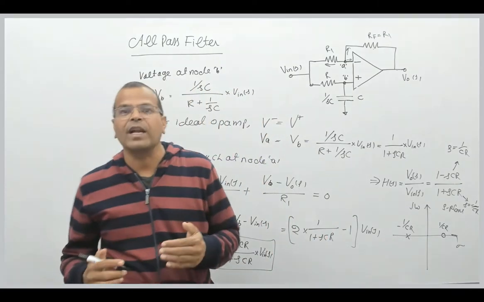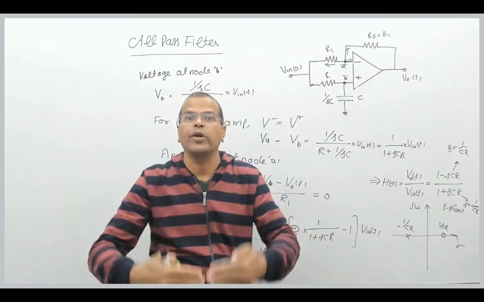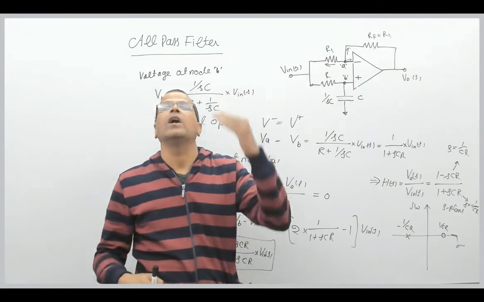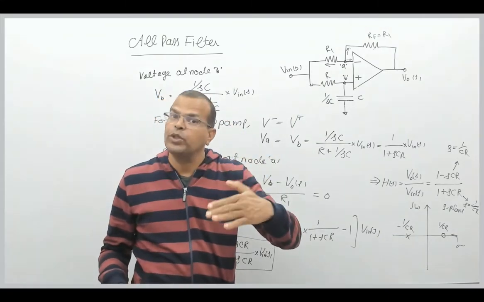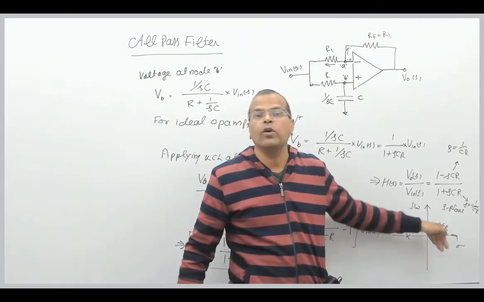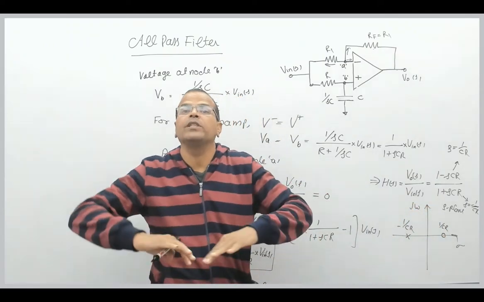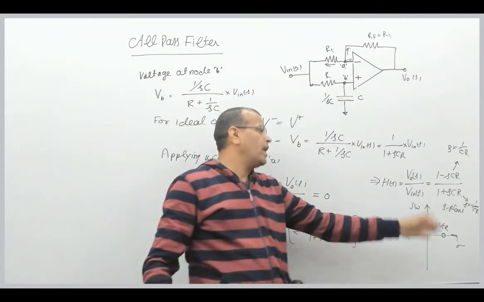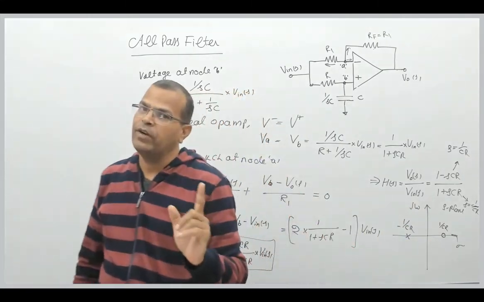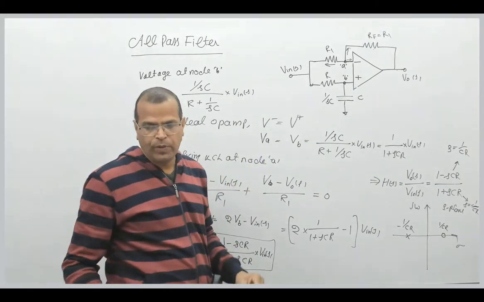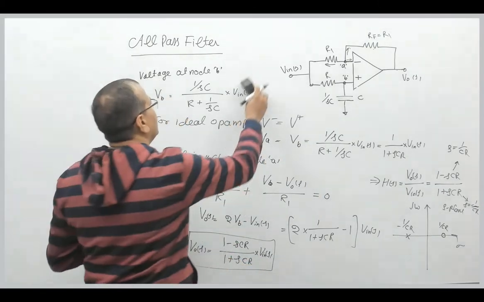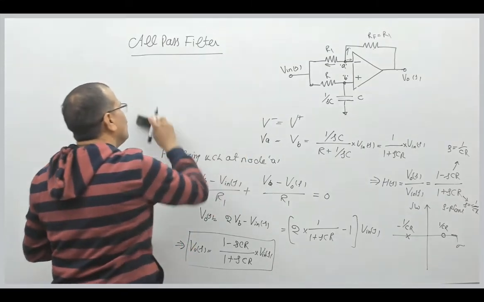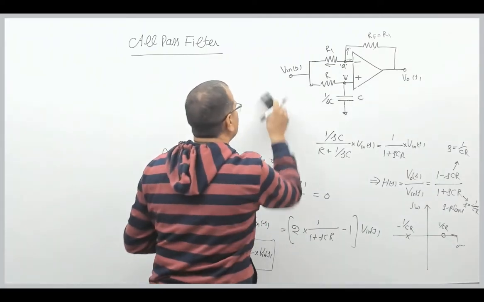So the all pass filter has poles and zeros symmetrically located about the j omega axis. All zeros, I repeat, all zeros are located on the right hand side of the S plane, and all poles are located on the left hand side of the S plane. So this is the pole zero diagram of the all pass filter. Now for the frequency domain, what do we do? We replace S by j omega.